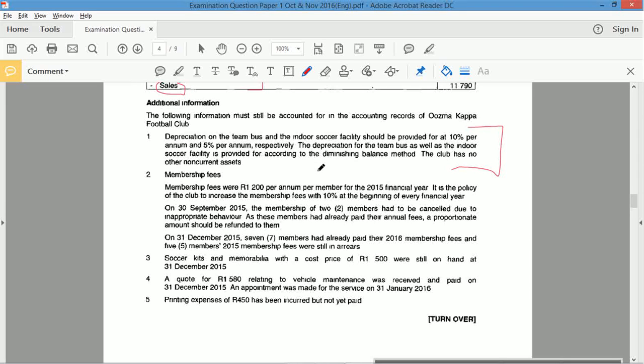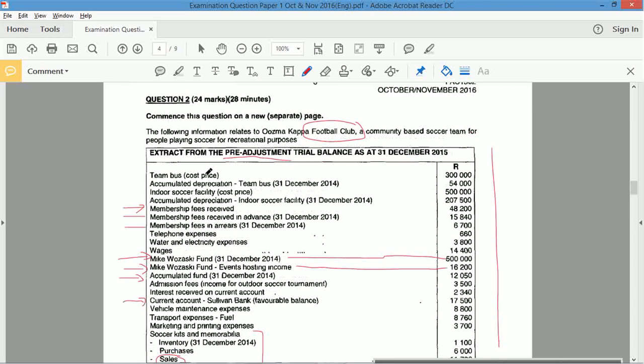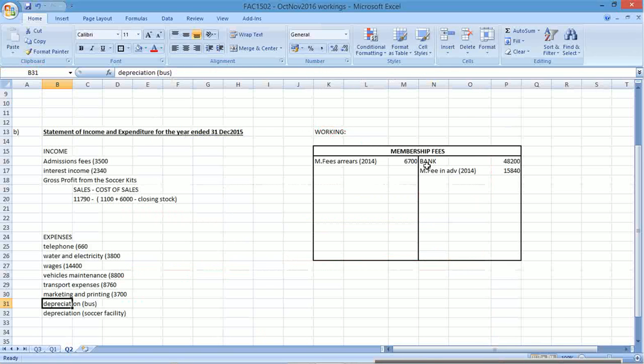Depreciation is an expense. It must be shown here. Both are diminishing balance, so I need carrying value. 10% is on the bus, 5% is on the soccer facility. Okay, so where's my bus? There's my bus cost price. There's the bus accumulated. Okay, so 300 minus 54 times 10%. Okay, this is for the bus. 300,000 minus 54,000, close brackets, times 10%, diminishing balance. Okay, gives me an answer.